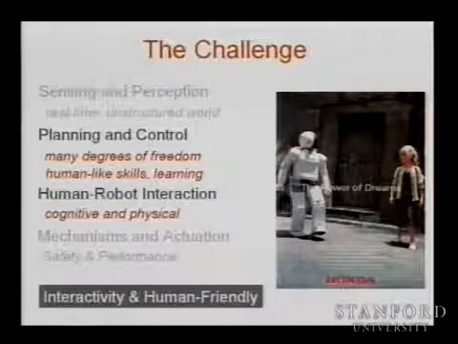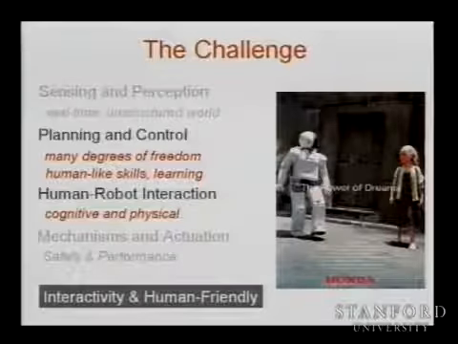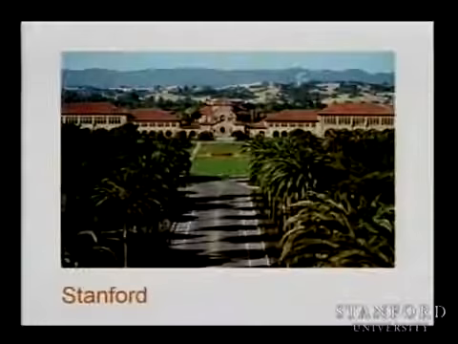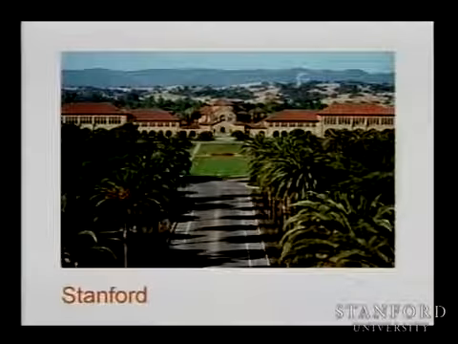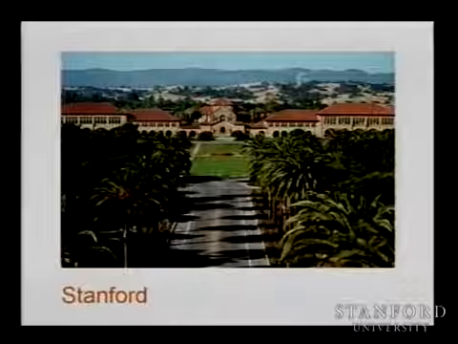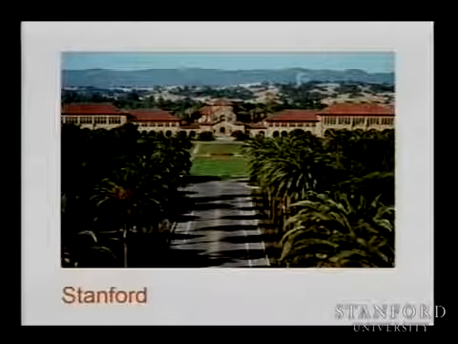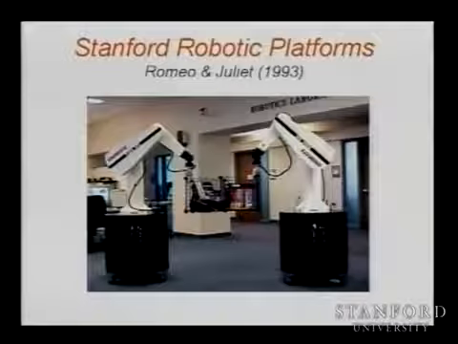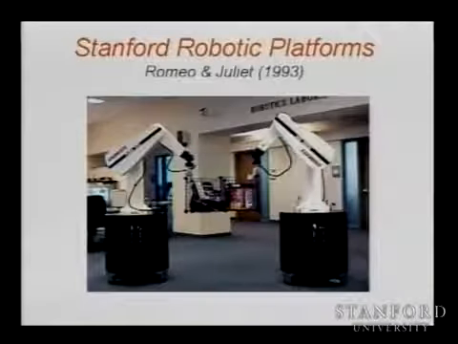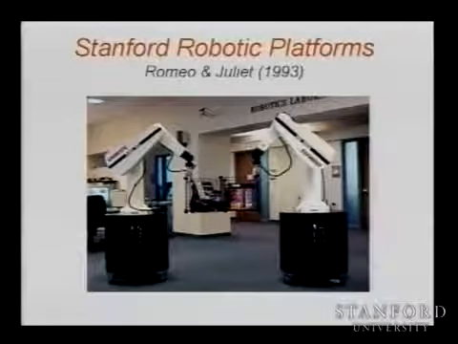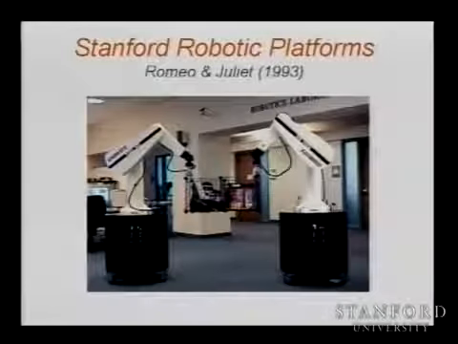Okay. Let's move to another aspect of this human-friendly goal and look at the planning and control and look at the human-robot interaction. So let me start with something that we developed in the early 90s, and probably all of you saw this couple in our lab, Romeo and Juliet, the two platforms that we use to develop and explore the area of human friendly robotics. So here is the video.